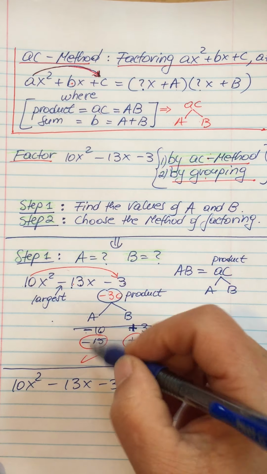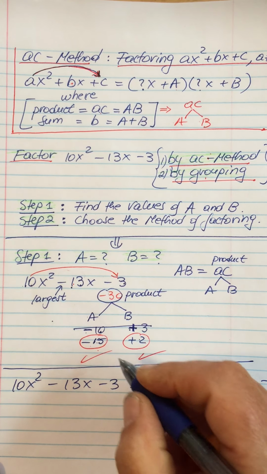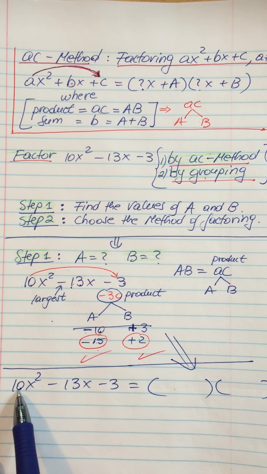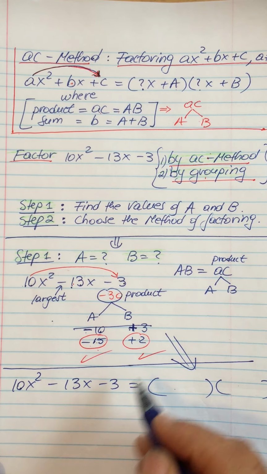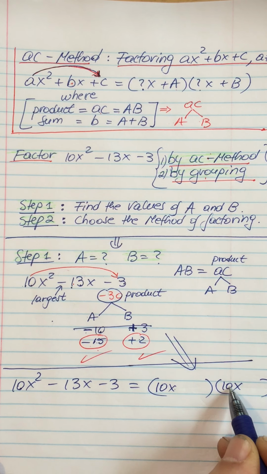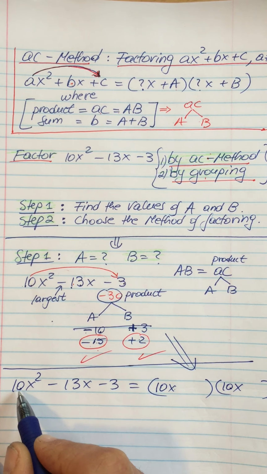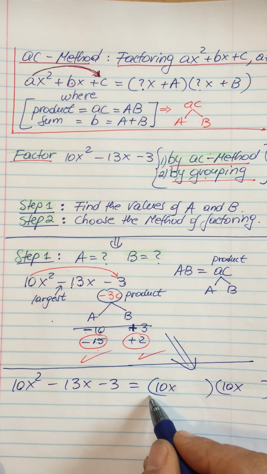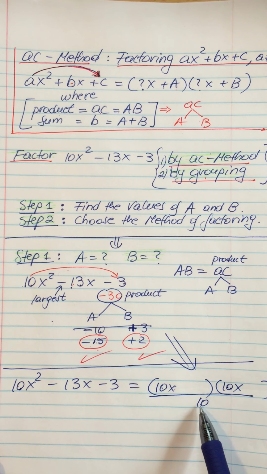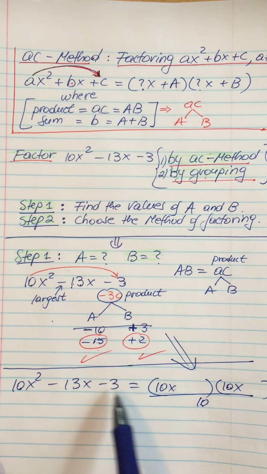Now, I want to put these numbers into the binomials, okay? But I want to avoid cases of 10x squared. As we said, 10 is 10 times 1 or 5 times 2. So what I'm going to do, I'm going to write 10x, 10x. I know that 10x times 10x is 100x squared. It's not 10x squared, but I will divide by 10. And doing this, 100 divided by 10 is 10 again.